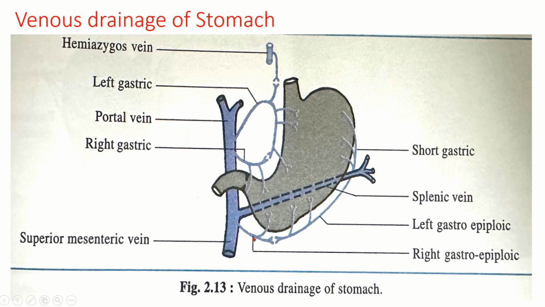Here you can see the right gastroepiploic vein draining into the superior mesenteric vein, the left gastroepiploic vein draining into the splenic vein, and short gastric veins draining into the splenic vein.